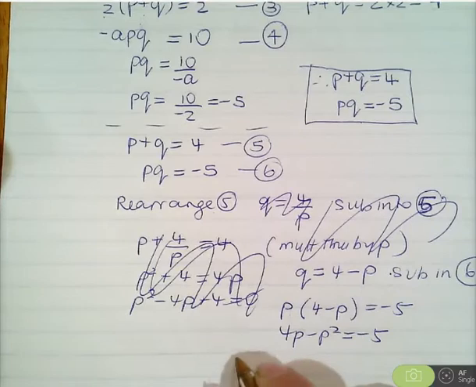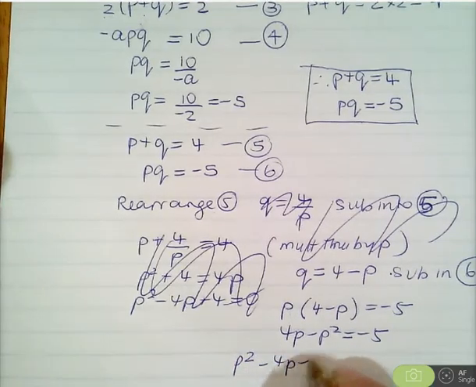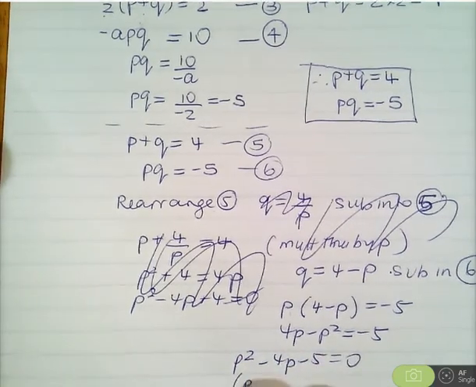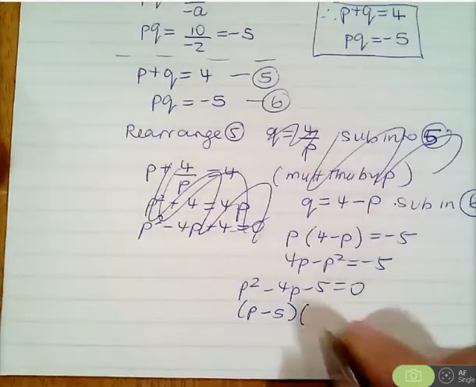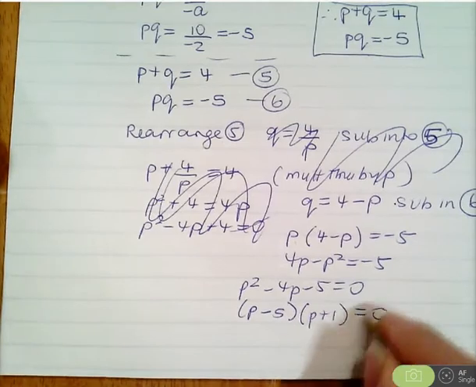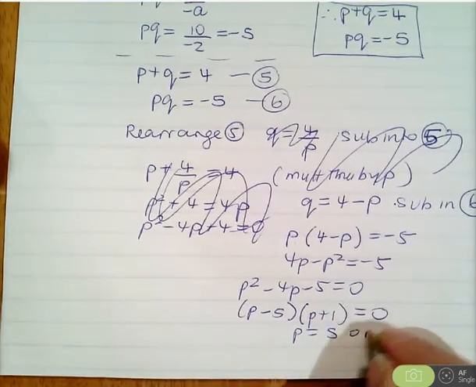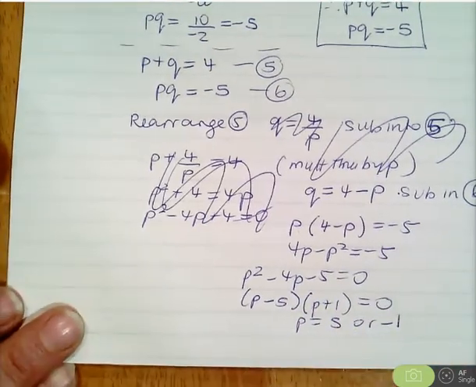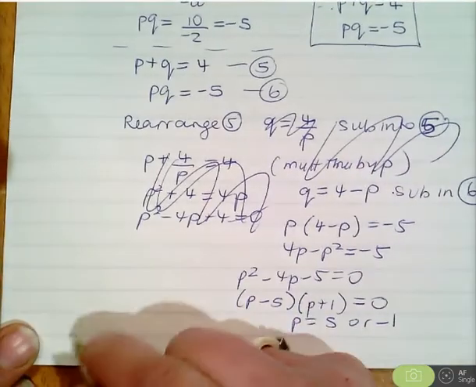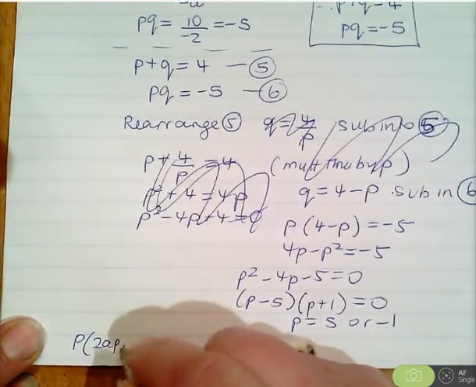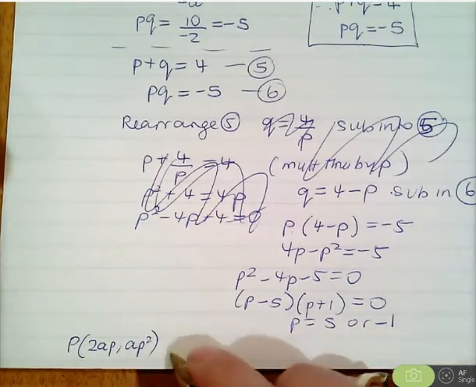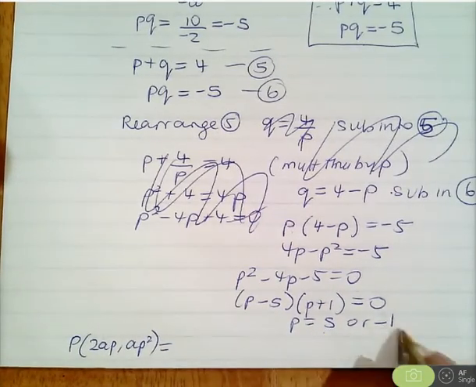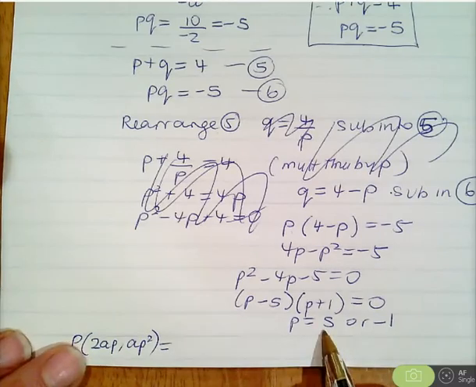Taking everything over to the right, we get that P squared minus 4P minus 5 equals 0. Now this looks factorizable. P minus 5 times P plus 1 equals 0. Therefore, P is 5 or negative 1. Now looking at our parameters, remember P is the point 2AP, AP squared. Now, if P is 5 or negative 1, what you're going to find is actually that P is 5.